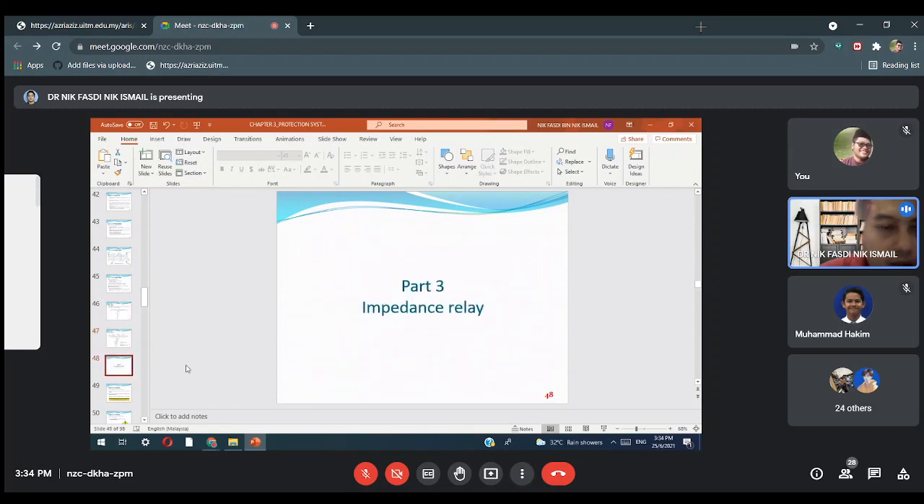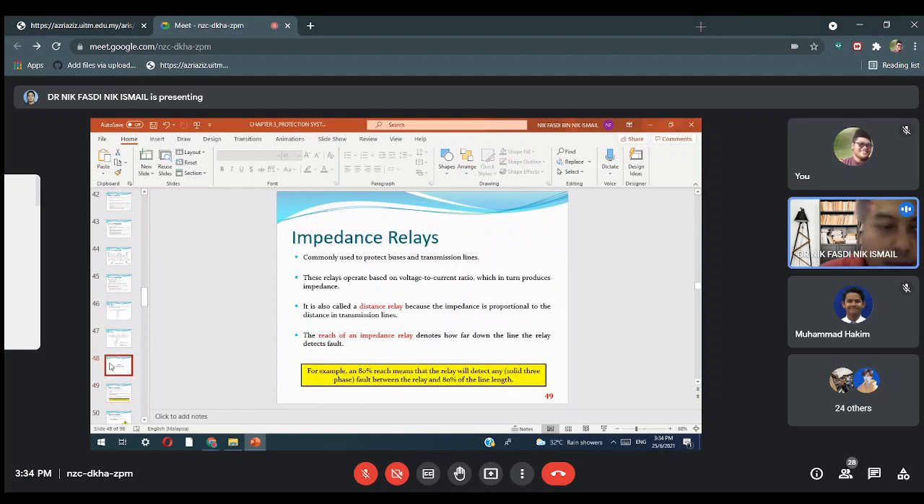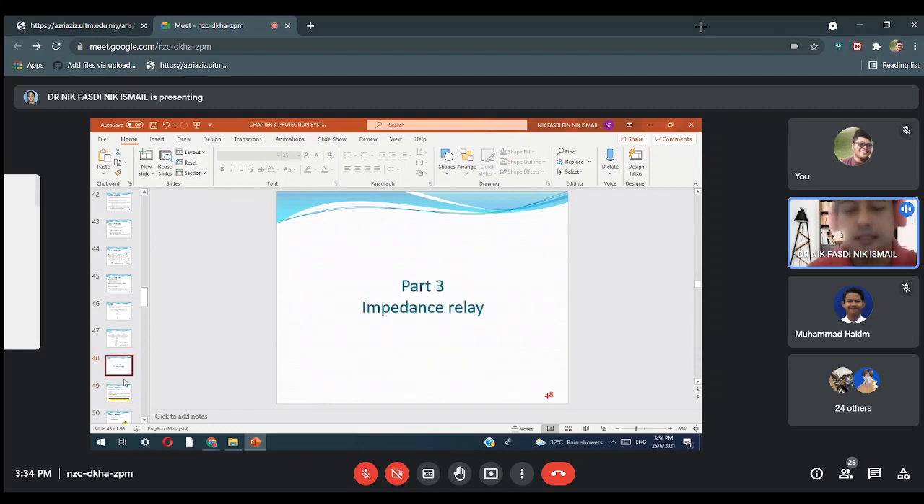Alright. So today we are going to discuss the impedance relay. What is that? The name is impedance. Sometimes a protection relay is based on the characteristic of the relay. If impedance, you can imagine it is about the impedance, Z.